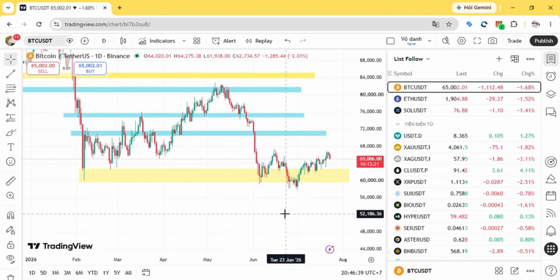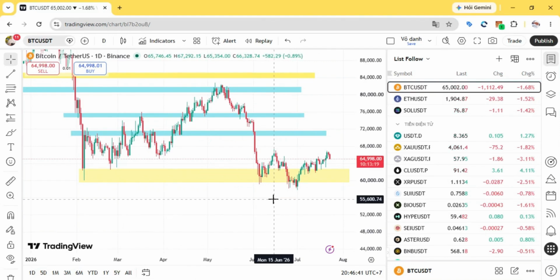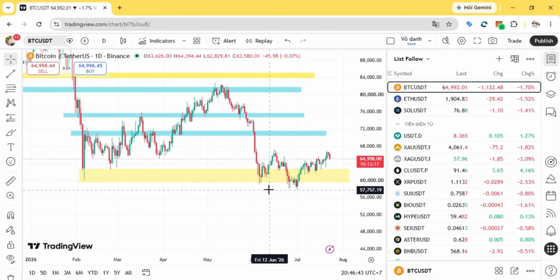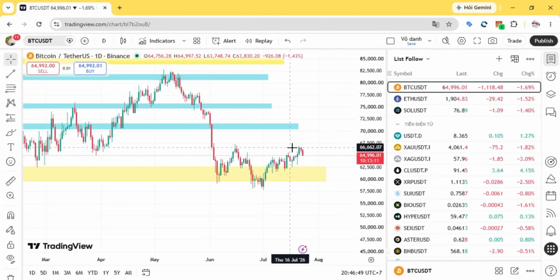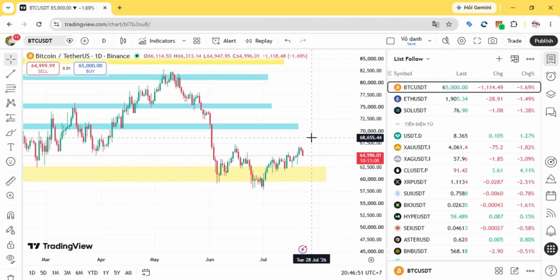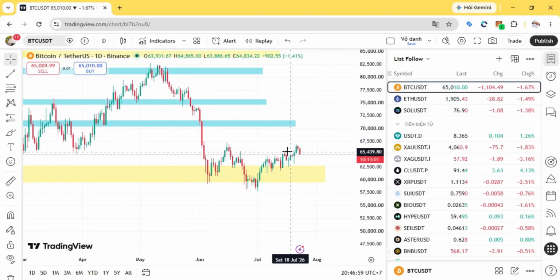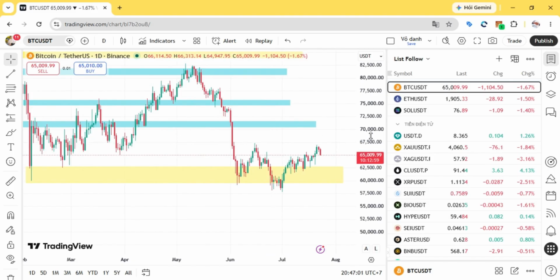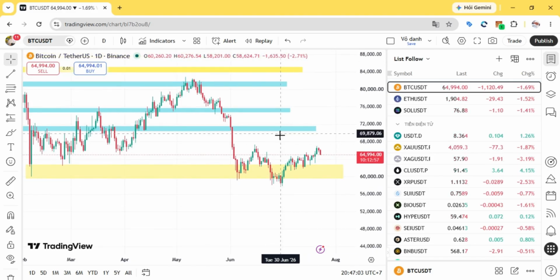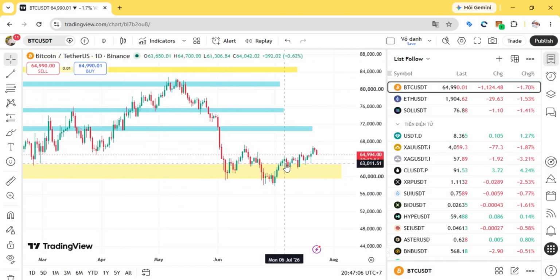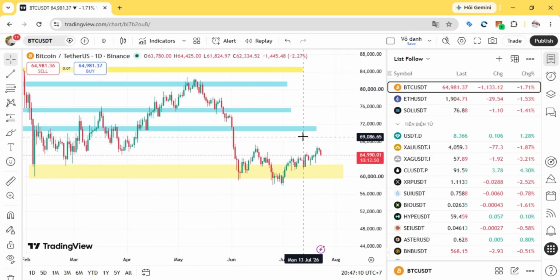Hello everyone. In this video, we will learn when we should enter a long position and when we should enter a short position. There are many different methods for us to find entry points for long positions and short positions. One of my methods is to identify support and resistance zones. At the support zone, if a reversal candlestick pattern forms, we will go long. And at the resistance zone, if a reversal candlestick pattern forms, we will go short.